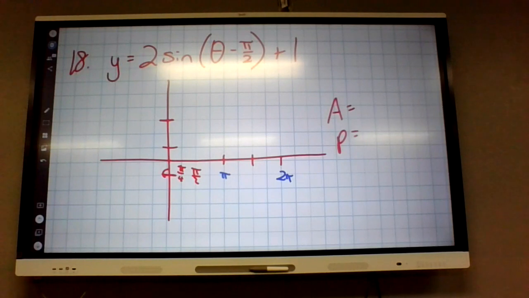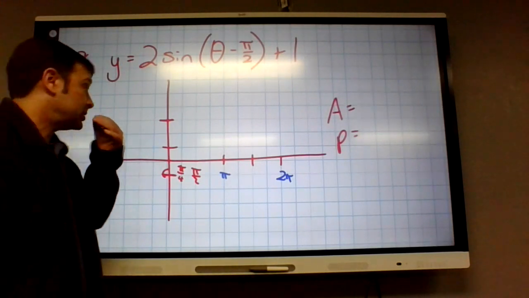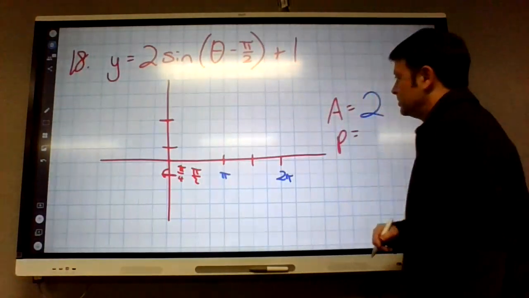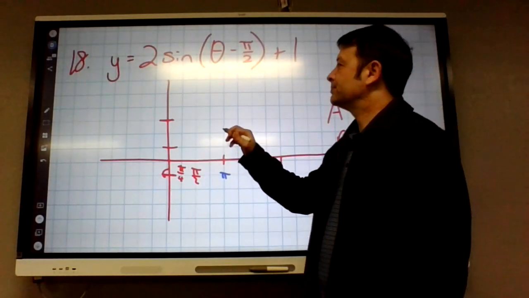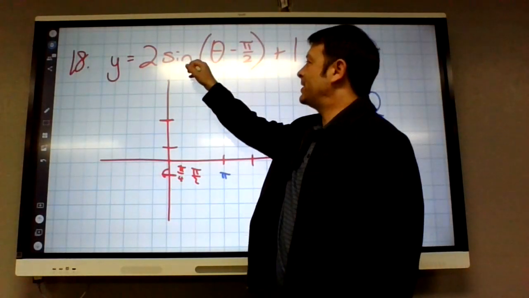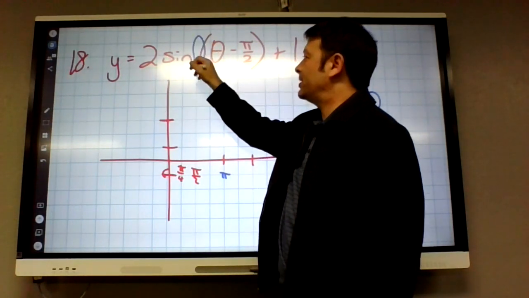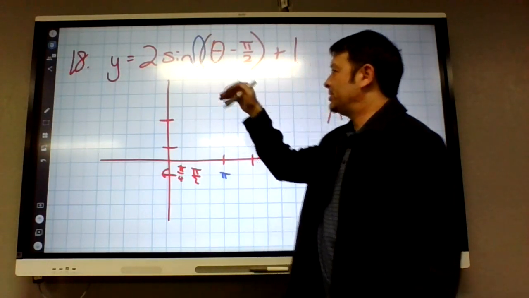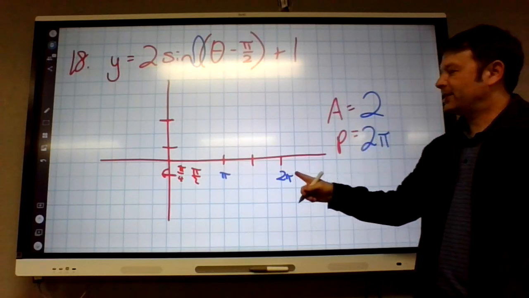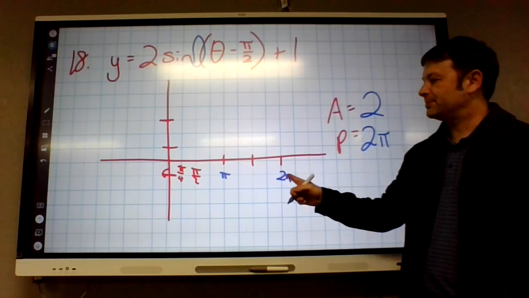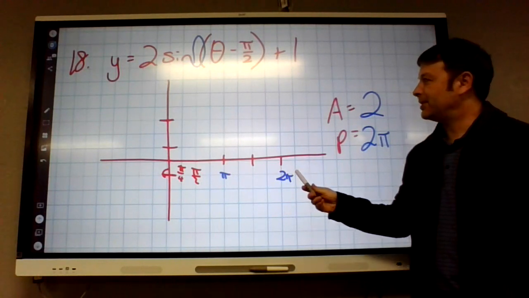What is the amplitude? 2. What is the period? 2 pi. It's the standard period because they didn't put a number right here, like they did on the last one. So it's going to be the standard 2 pi period. That's actually good news because that's what we're kind of used to graphing.